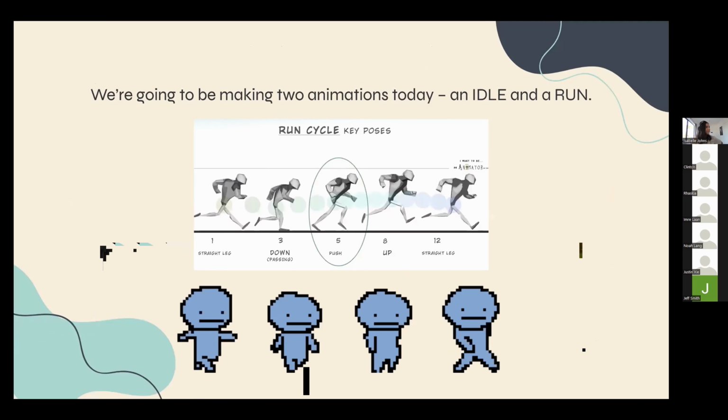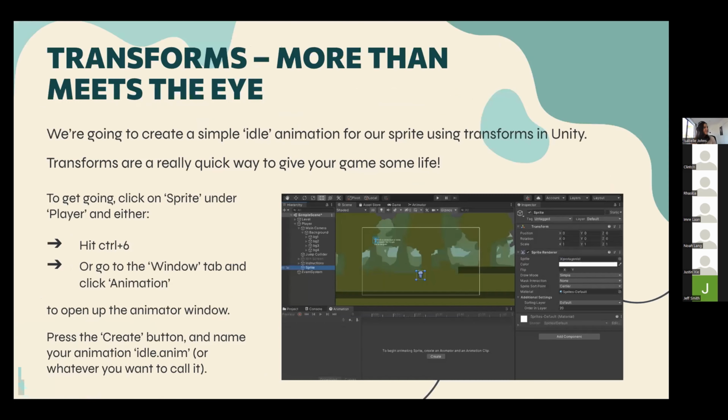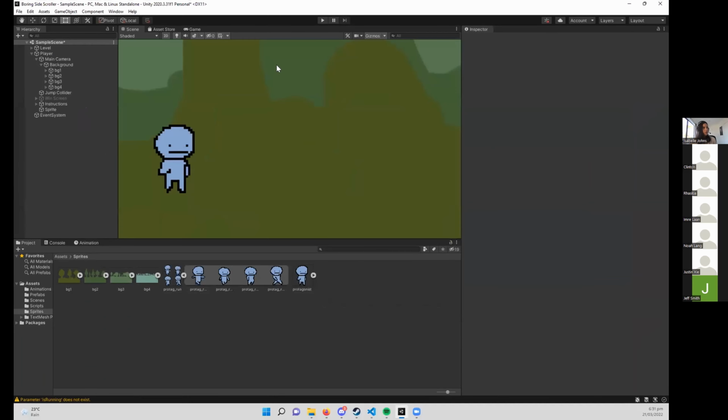Cool. So today we will be making two animations, an idle and a run animation. So we'll start off with the idle animation because it's not too hard to do at all. It's a lot of words on here, but I will summarize it for you. Unity comes with a really awesome built-in animator as well. And I think I'll just demonstrate for you guys what's on this slide.